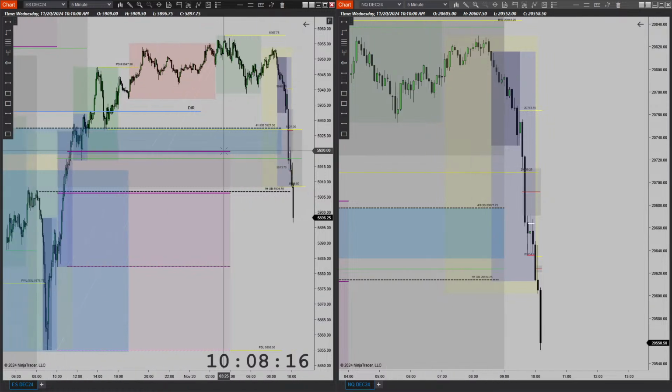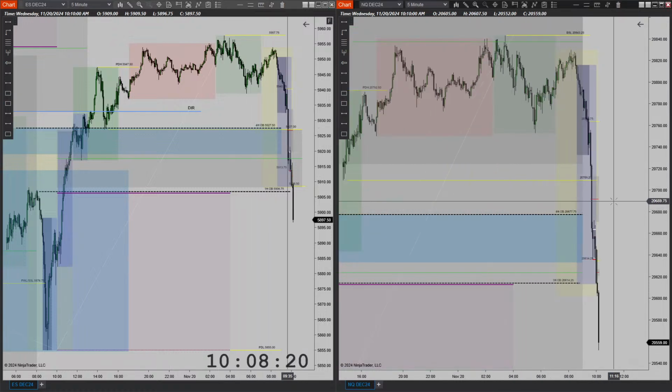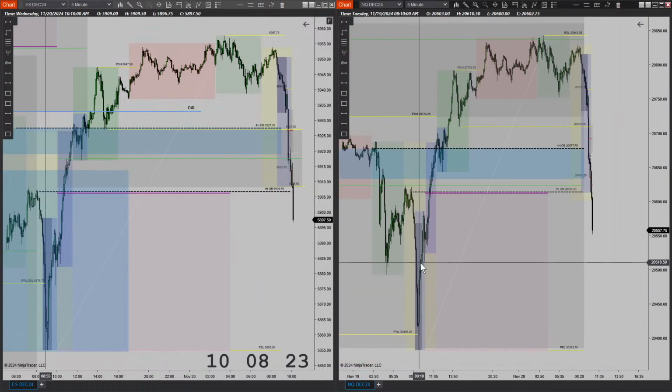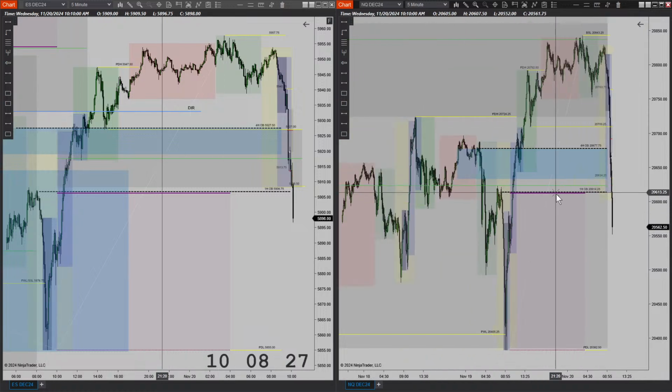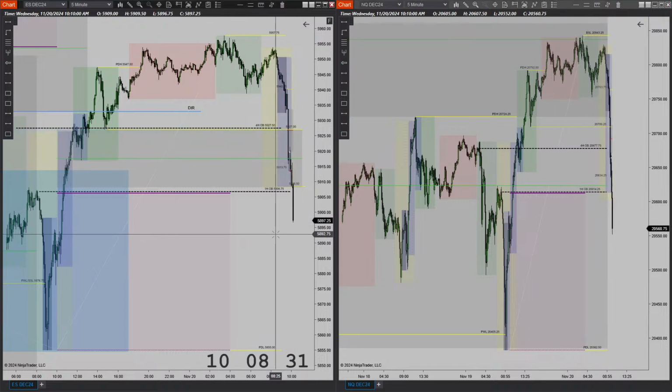We are at optimal trade entry, so I can get rid of this. Can get rid of this. We have an inverse here on the hourly. Inverse. I can get rid of this as well. I can get rid of this.